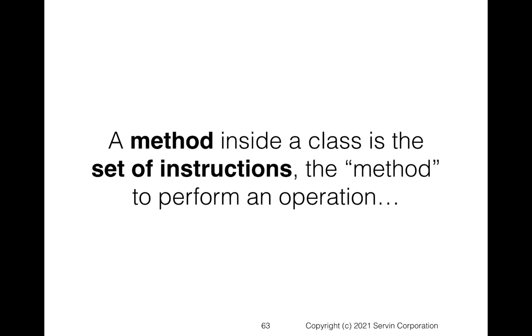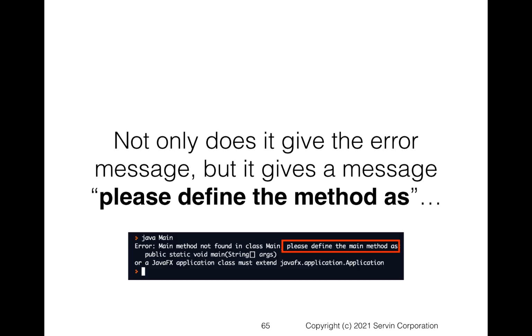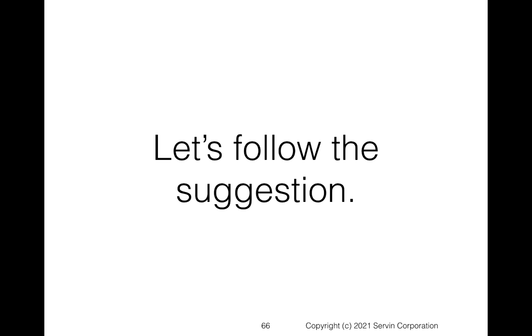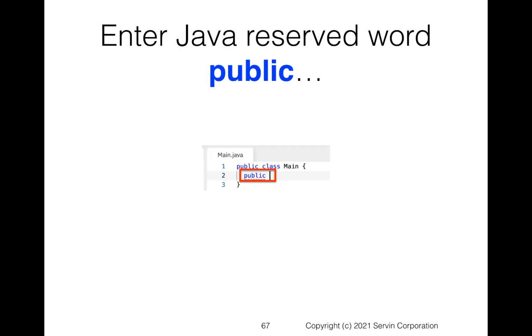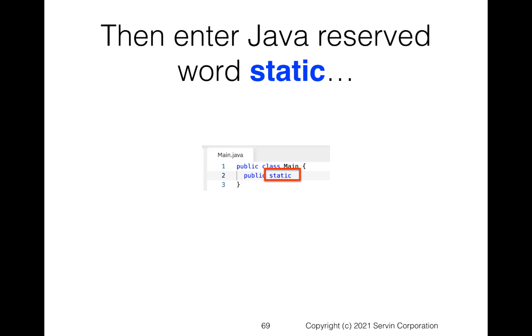We haven't entered that into our code. So the method inside a class has a set of instructions. That is the method to perform an operation. The error message here, method not found, means the java command could not find that method. Not only does this give the error message, but it gives that please define the method as. So let's follow the suggestion. Let's begin by typing public. And again, we said that public means anyone can access it. Anyone can access this method.